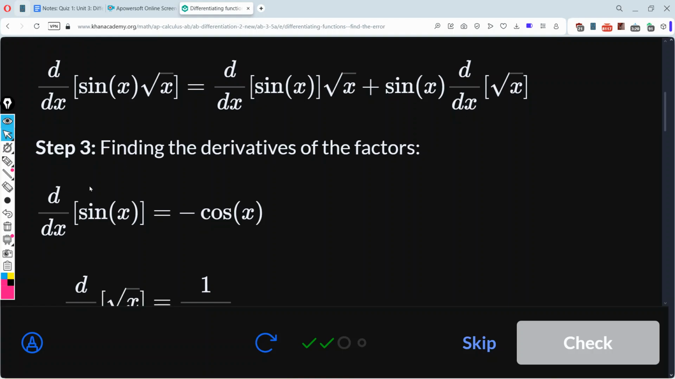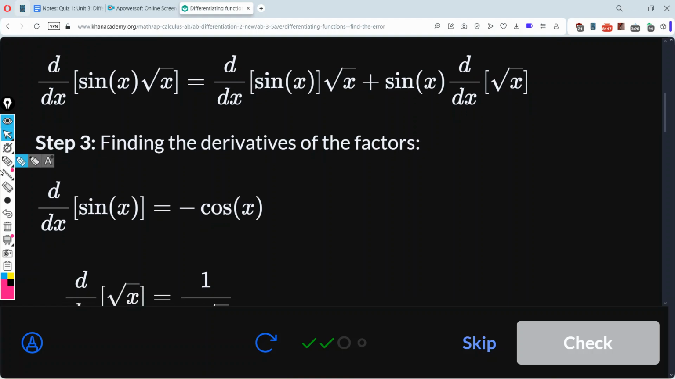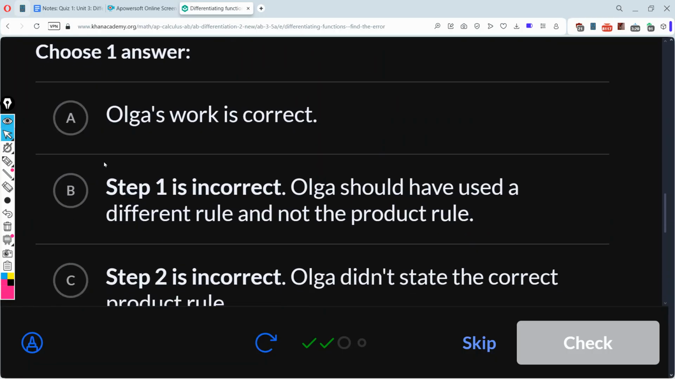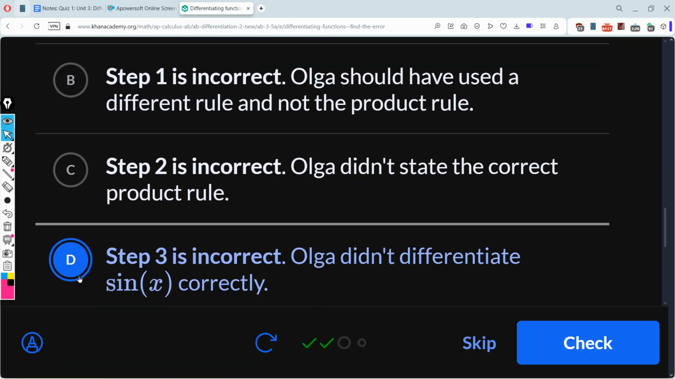Step 3. The derivative of sine is negative cosine. Not true. Okay, the derivative of sine is positive cosine. So that's the mistake right there in step 3. All right, so that's it. Step 3 was the mistake.